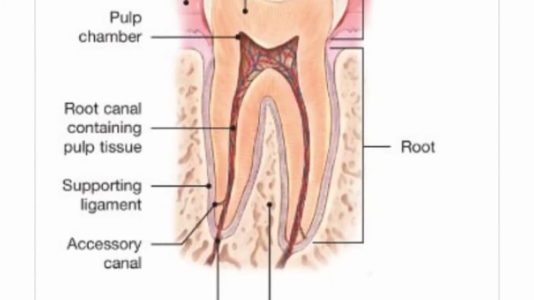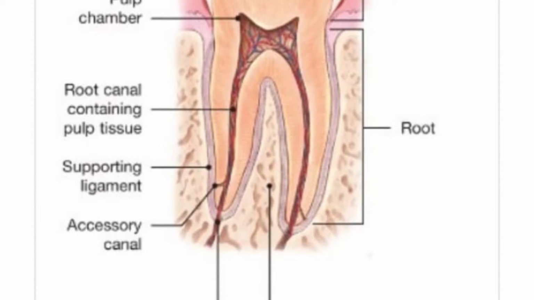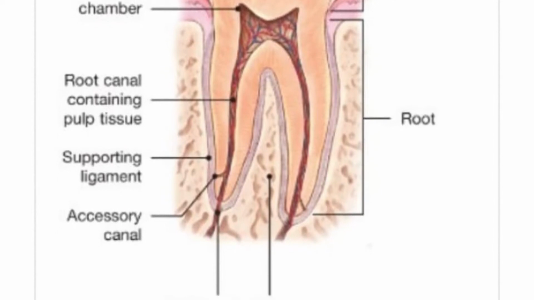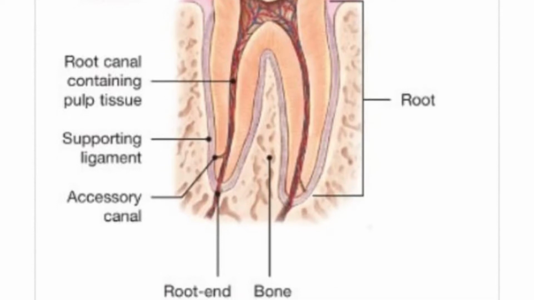So, once the pulp is infected or exposed in one way or another, the process of treating it or getting rid of that nerve from inside the tooth is basically what we call a root canal treatment.